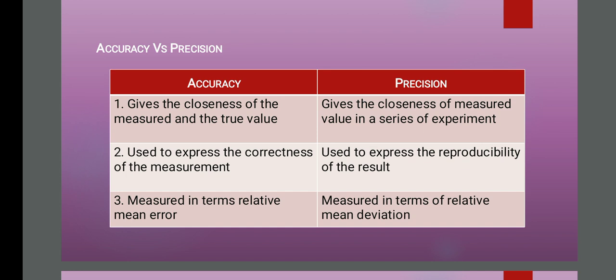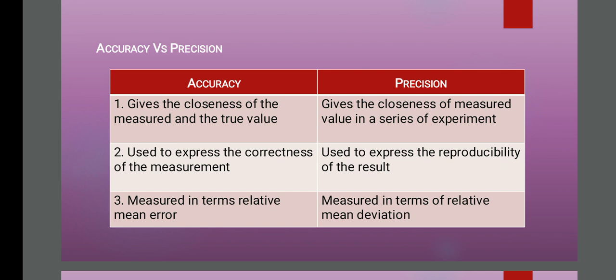Normally in the lab we do titrations, and what we take as a concordant value is a repeated value. Normally you know what a concordant value is. It is nothing but the repeated value. We take it as the concordant value, and that is said to be precision. It is nothing but used to express the reproducibility of the result.